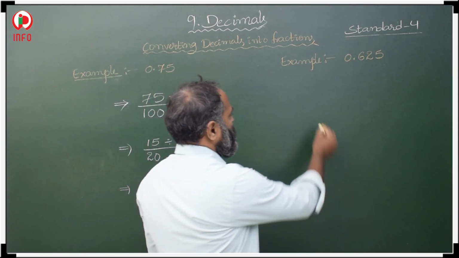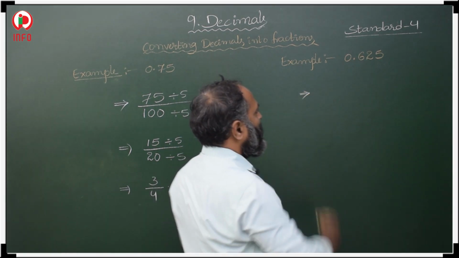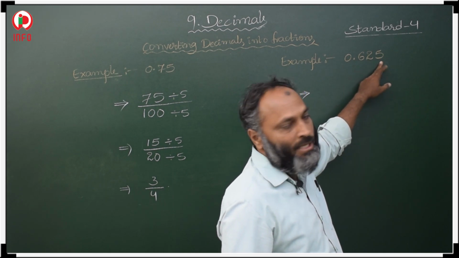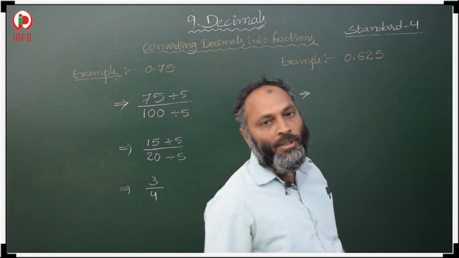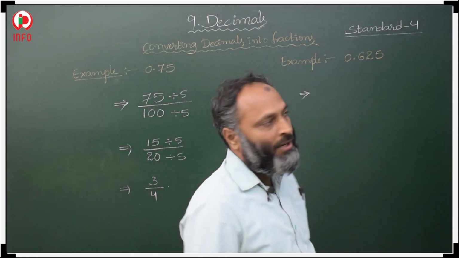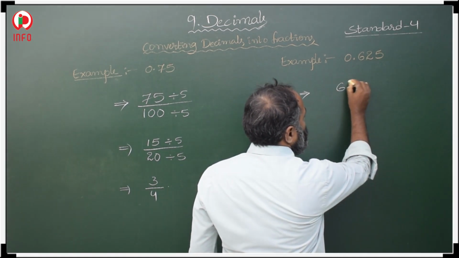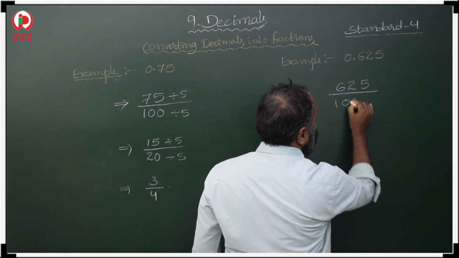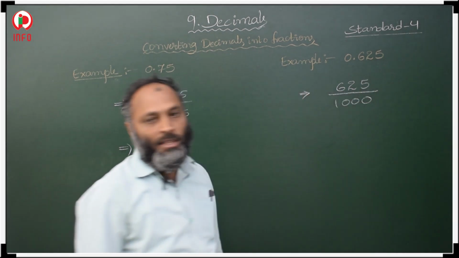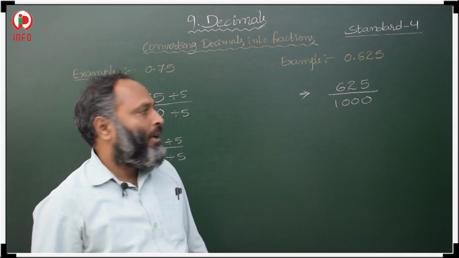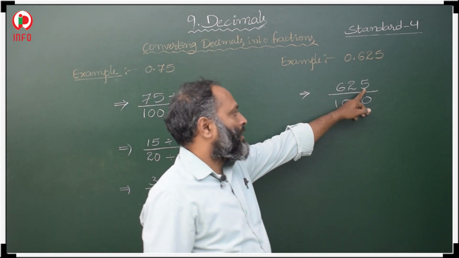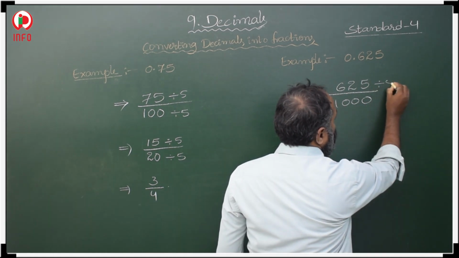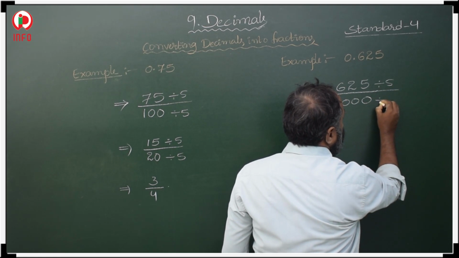Here the next one. So here 0.625, these are tenths, hundredths, thousandths. 625 thousandths means we have to write it by 1000. In the last digit we have 5 and 0, so we have to divide with 5, and the denominator also we have to divide with 5.